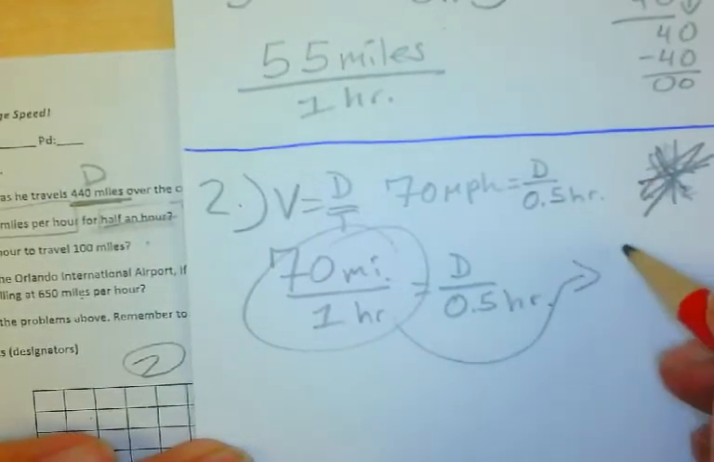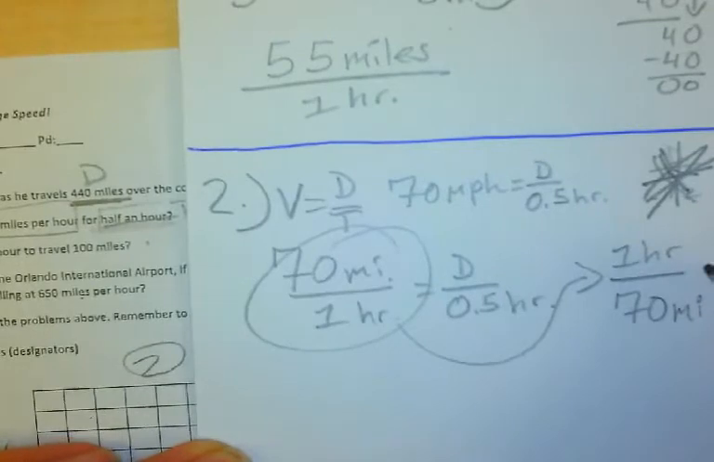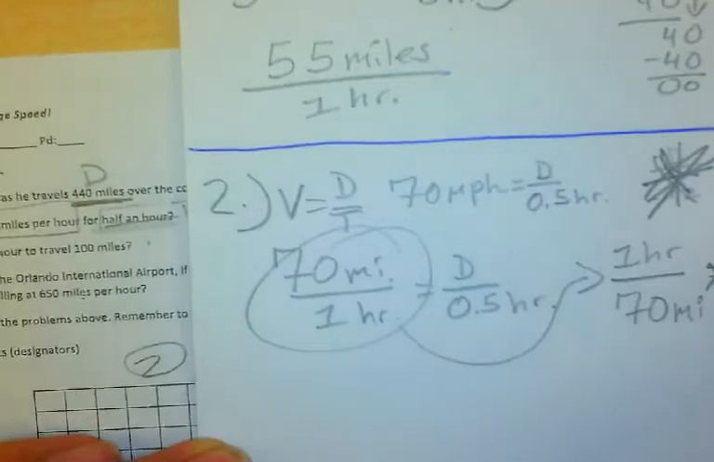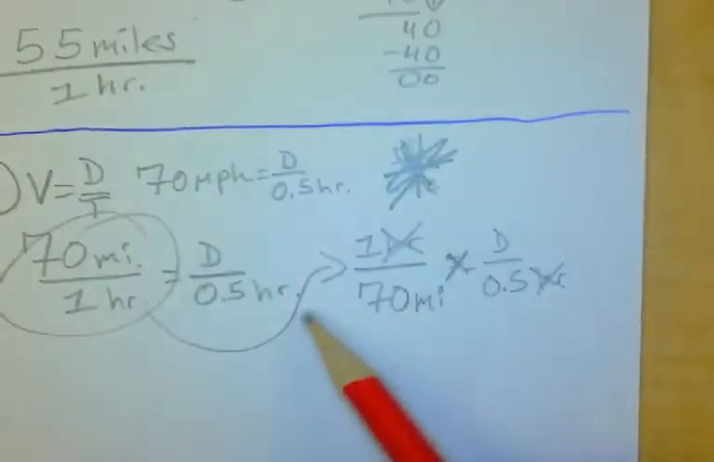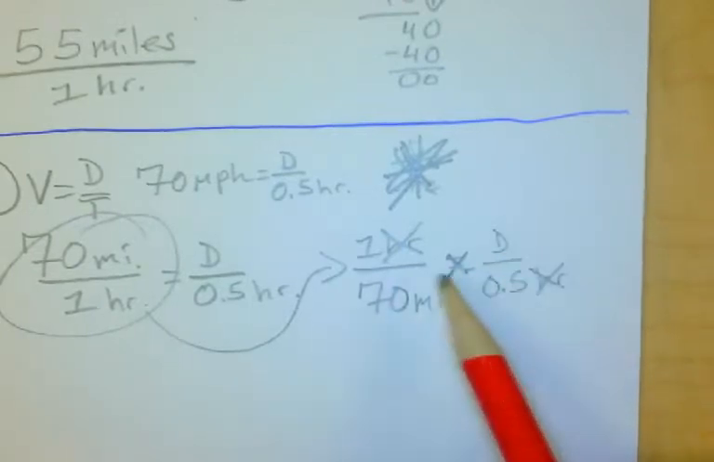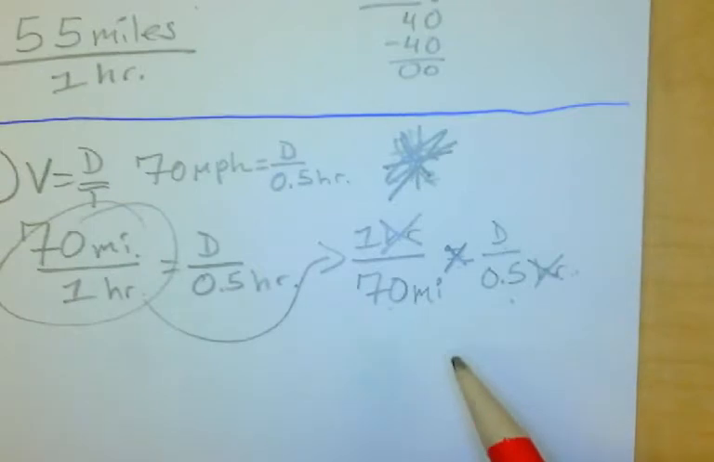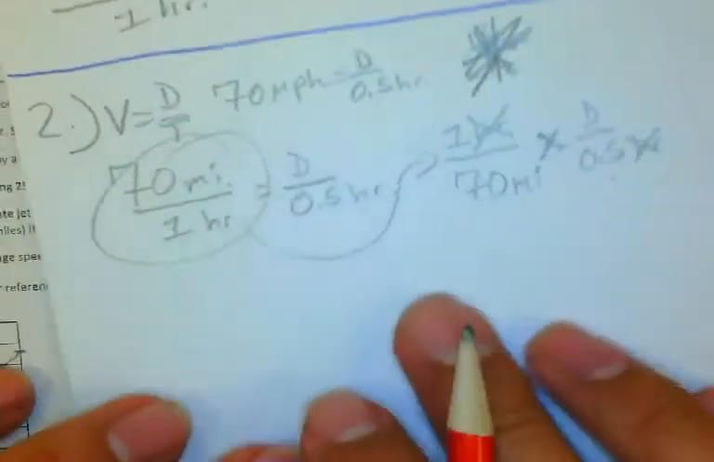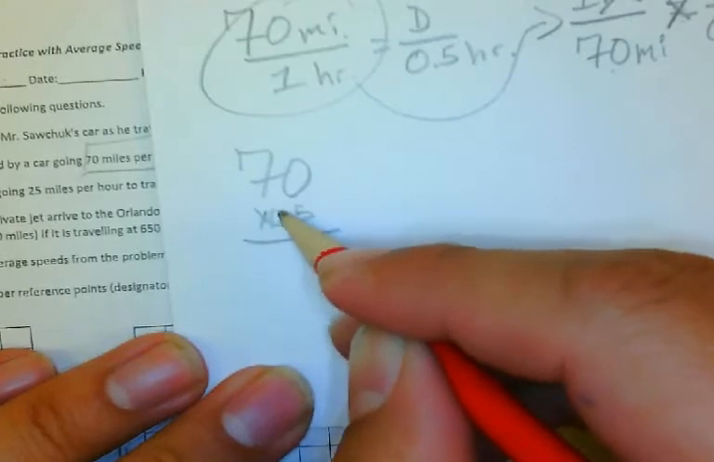So I have 1 hour over 70 miles is equal to, I guess now I need to do my multiplication part, distance over 0.5 hours. Well, now I'm going to chop the hours up. Oops, I'm not on screen. So I drew this, flipped that bad boy over, made it multiplication. Distance is still there. Hours gets cross-canceled. Now I've got 70 miles times 0.5. So now I'm going to just write this bad boy out. So here we go. 70 miles times 0.5, or .5 if you're somebody who prefers that.